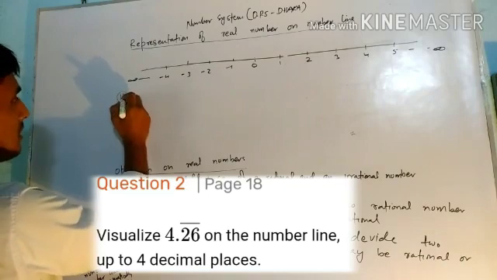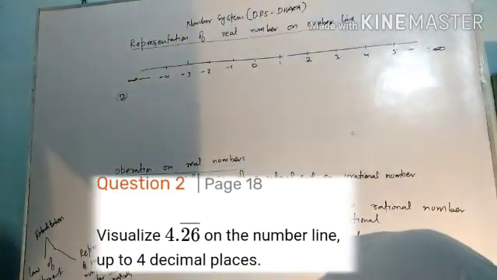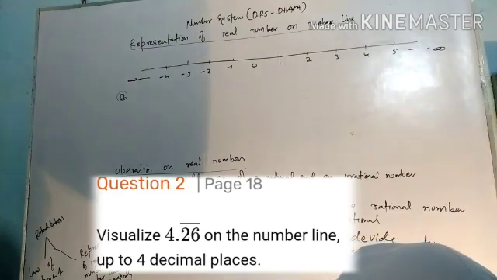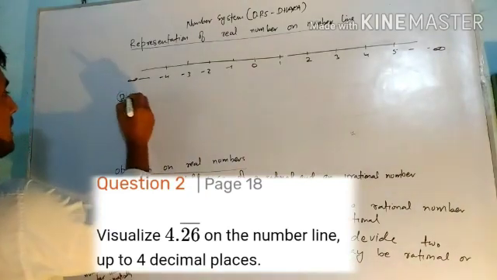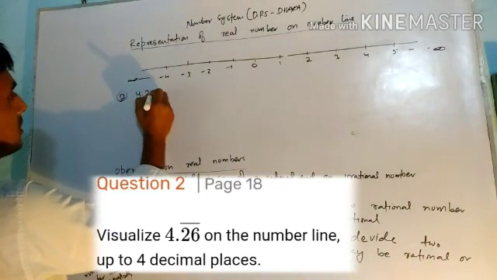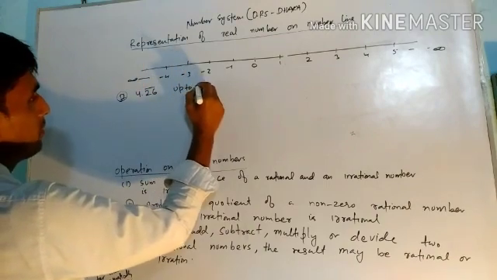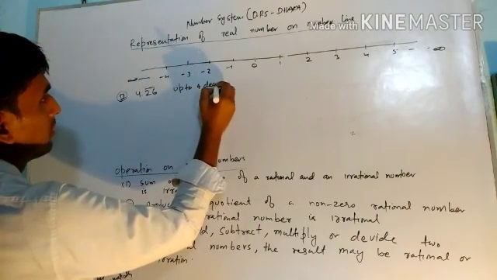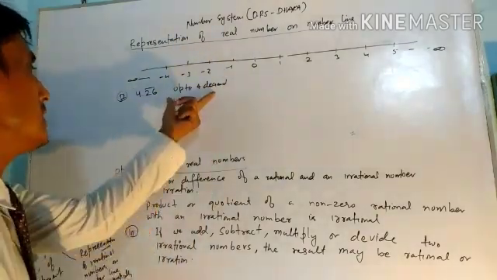The second question is, we have to represent 4.26 (repeating) on the number line up to 4 decimal expansion. Up to 4 decimal expansion. What does up to 4 decimal expansion mean?